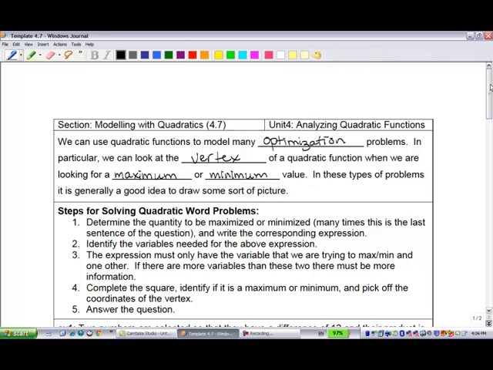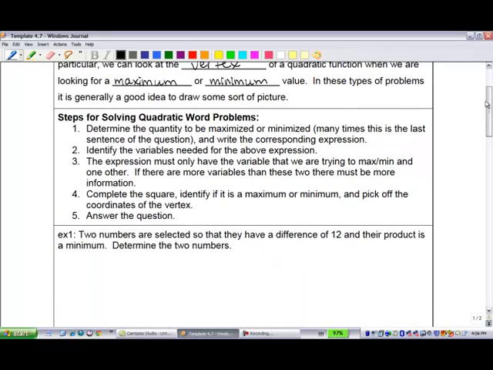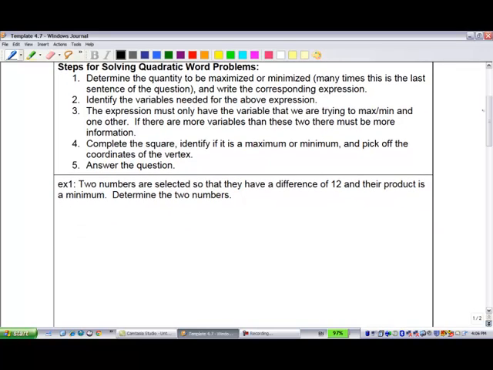In a lot of these problems, it's generally a good idea to draw a picture if you can. If you can't, no big deal, but usually drawing a picture helps. So let's talk about some of these steps for solving quadratic word problems. Determine the quantity to be maximized or minimized. Many times this is the last sentence of the question. So look at that tagline. That tagline tells you what they want. Now, it's going to be an equation that they want, and you should write the corresponding expression.